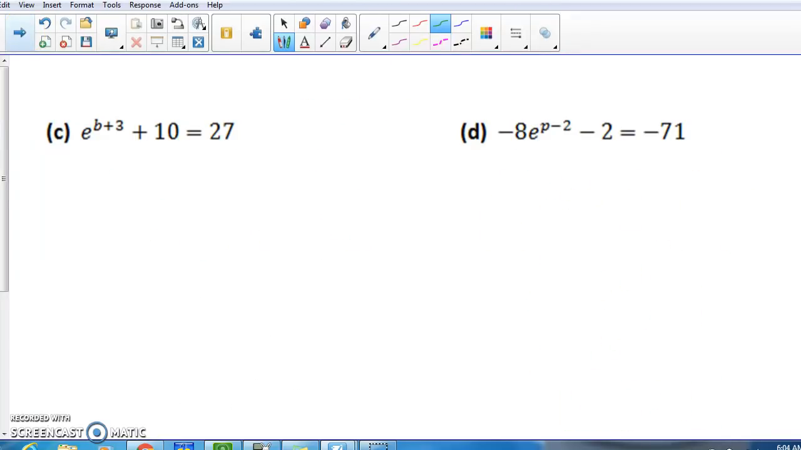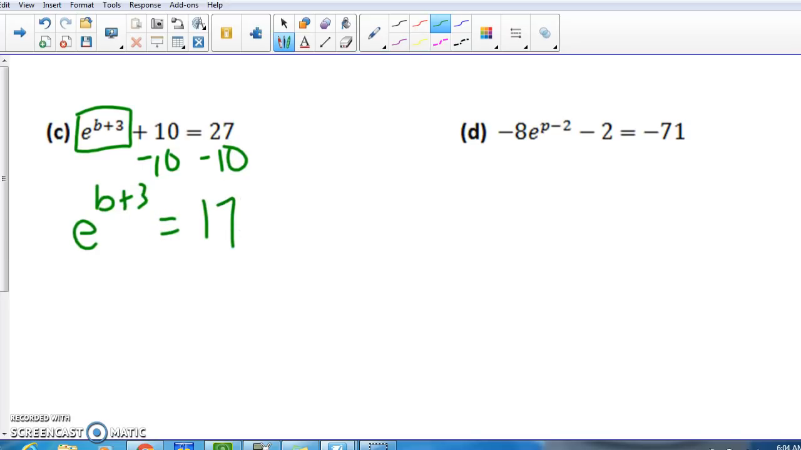Okay, now if you look at C and D on the bottom, they're only slightly different in the fact that these are no longer log or natural log equations. These are exponentials. So we're going to do what we did yesterday, meaning we're going to take this exponential piece and get it by itself. So in this case, I have to subtract 10 from both sides. So I have e to the (b plus 3) equals 17. Now at this point, I can rewrite this, okay? Meaning, the only way to break down this exponential is to rewrite it. So this looks like log base e of 17 equals b plus 3.